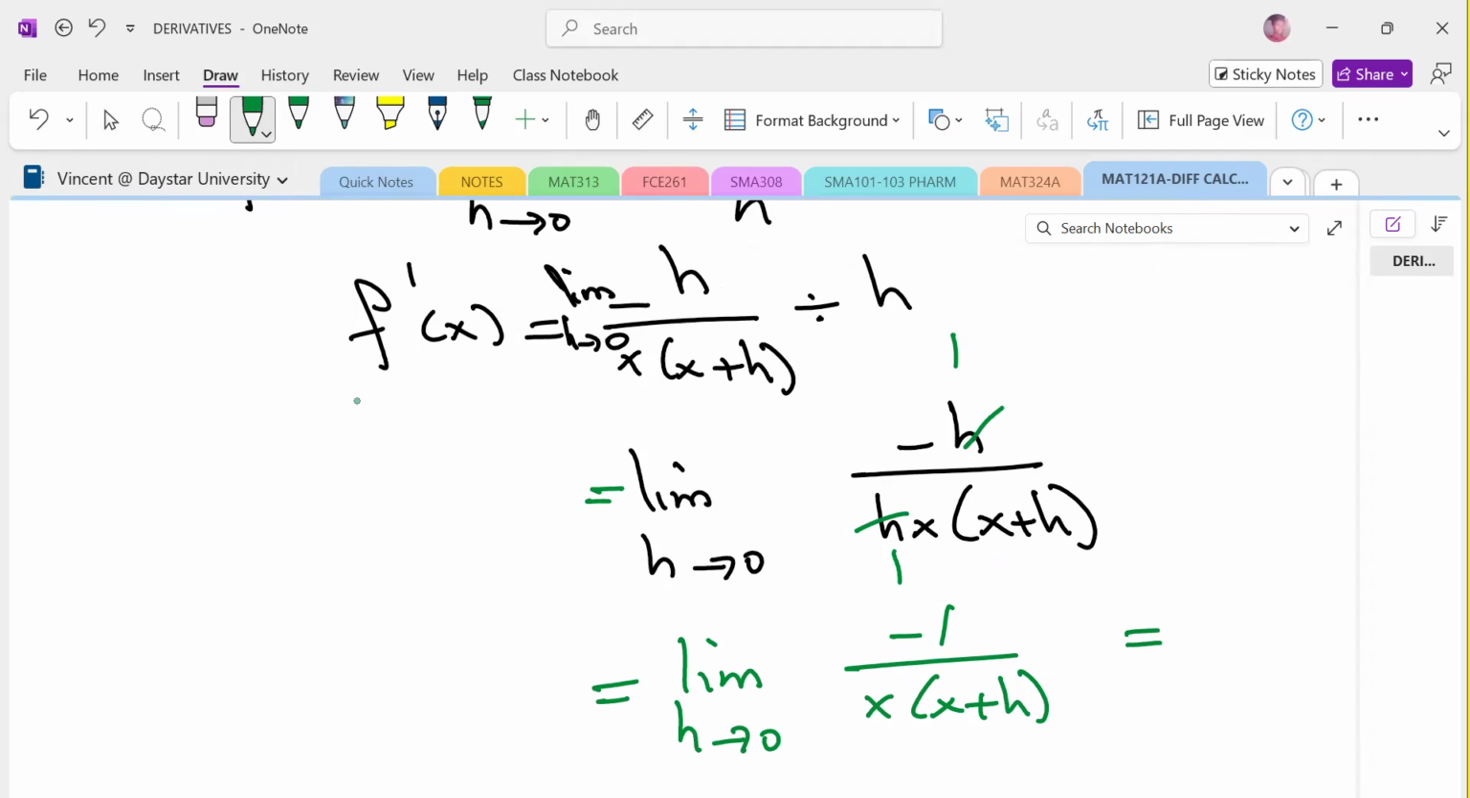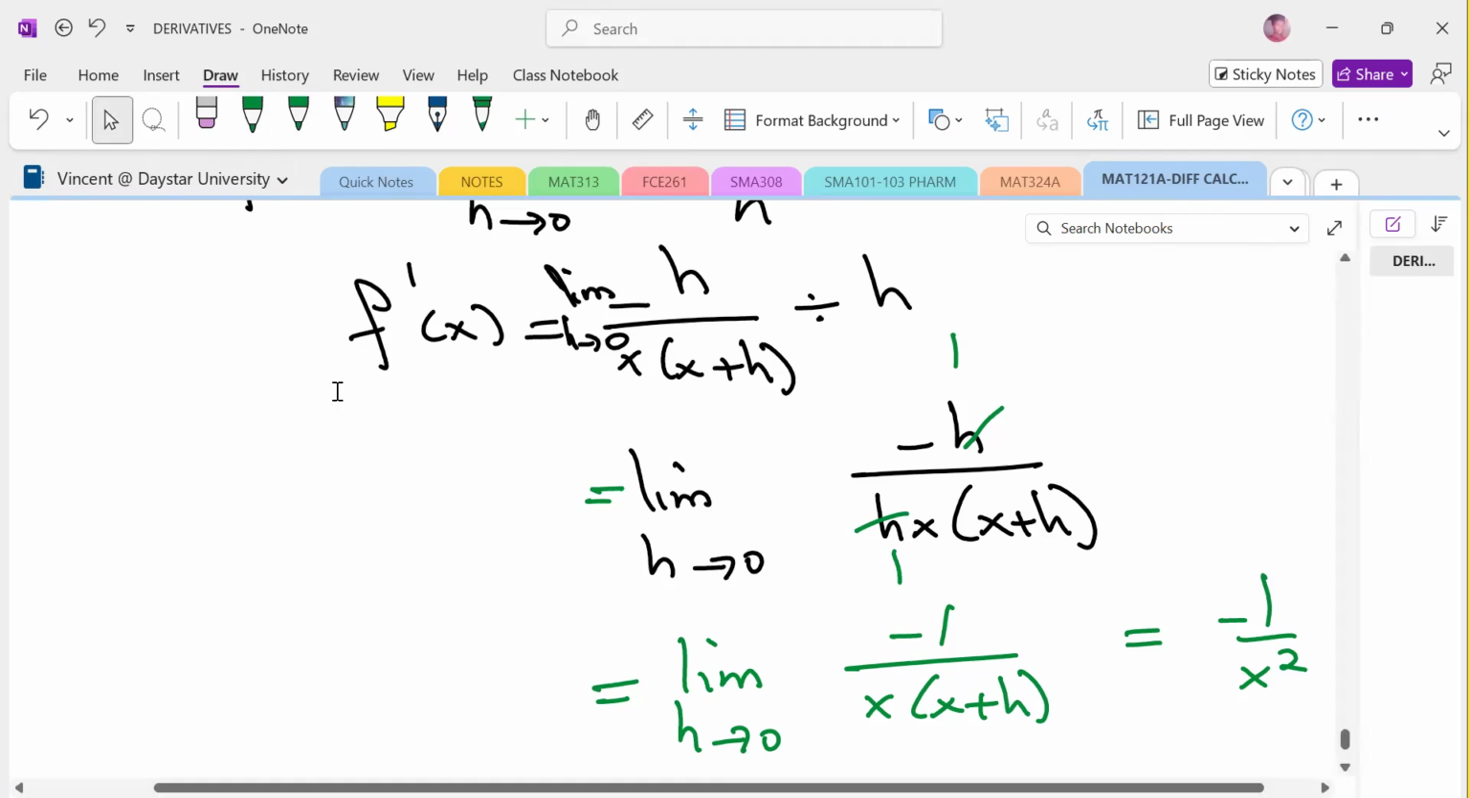Then when you directly substitute h for 0, what do you get? -1 over x squared. Yes, -1 over x squared, because we'll have now x plus 0 is x, times x is x squared. So -1 over x squared, correct? So that will be the derivative of that function, 1 over x.